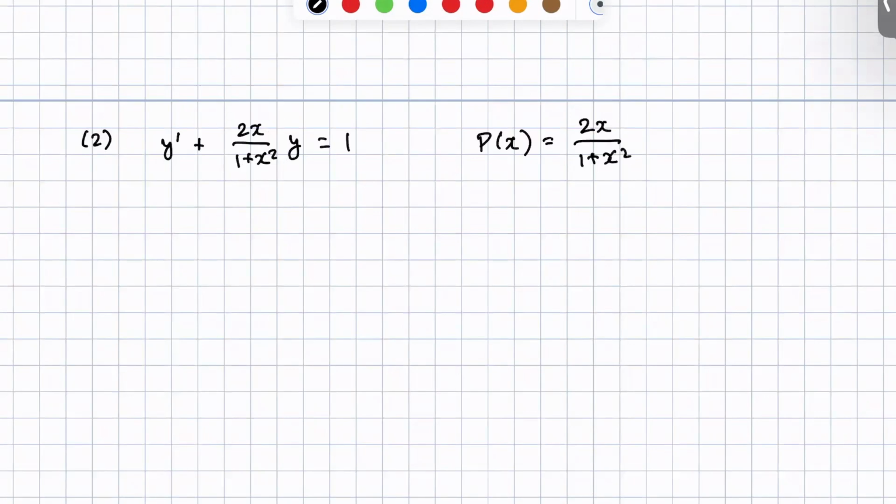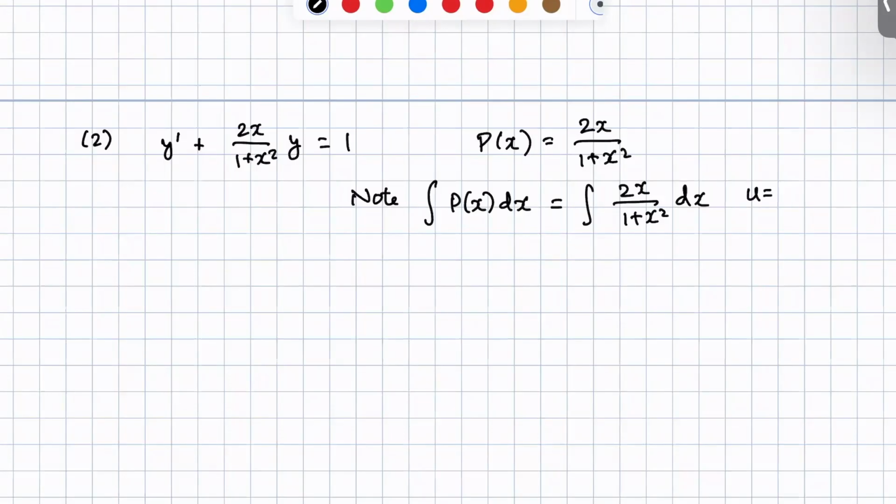Let's work through another example. Consider the equation y prime plus 2x over 1 plus x squared y equals 1. Now let's set p equal to the coefficient of y, 2x over 1 plus x squared. And let's just note that the integral of p of x dx is the integral of 2x over 1 plus x squared dx.